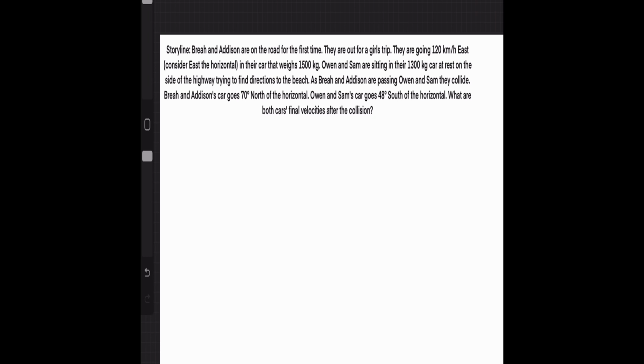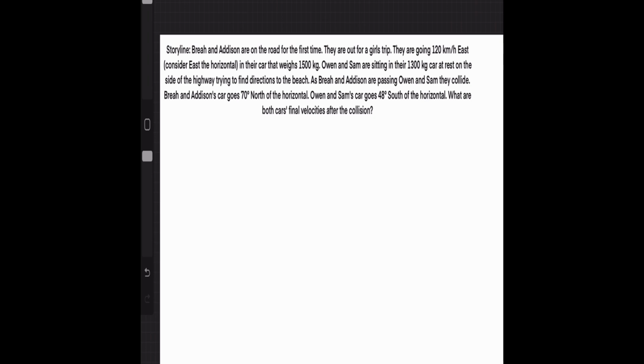Owen and Sam are sitting in their 1,300 kilogram car at rest on the side of the highway, trying to find directions to the beach. As Breah and Addison are passing Owen and Sam, they collide. Breah and Addison's car goes 70 degrees north of the horizontal, and Owen and Sam's car goes 48 degrees south of the horizontal. What are both cars' final velocities after the collision?